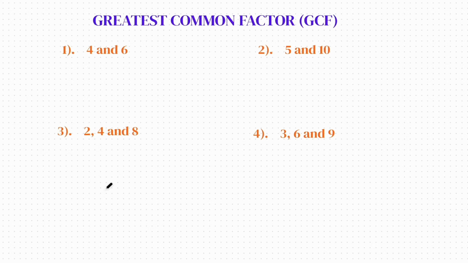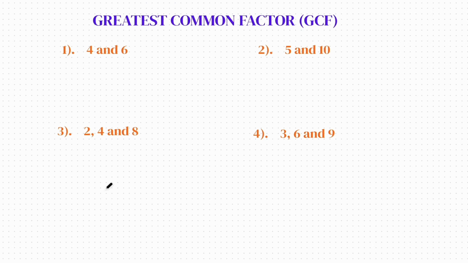In today's video, we will look at how we find the greatest common factor of two or more numbers. Another term for greatest common factor is highest common factor. Before we get into our examples, do you know what the factors of a number are? Factors of a number are all the numbers that can be multiplied together to give you that number.